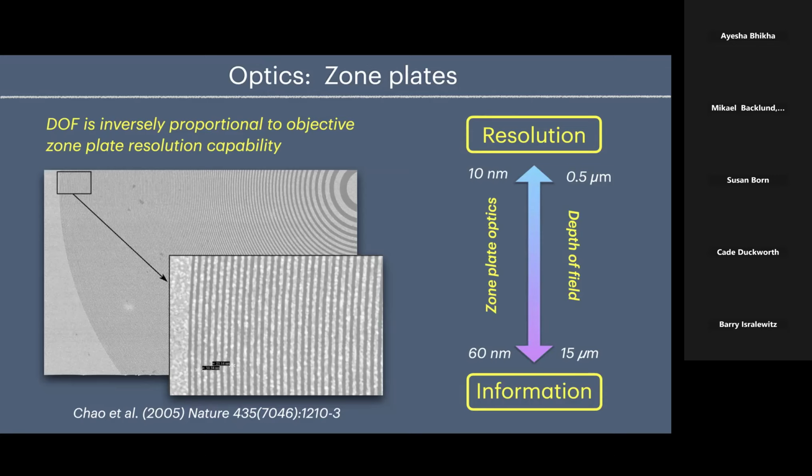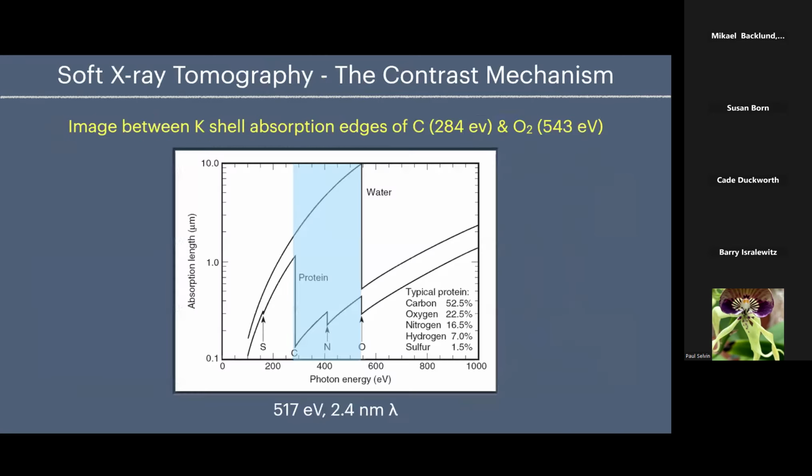The optics are what's limiting our resolution. Our wavelength is 2.4 nanometers. So why can't we get to 2.4 nanometers? These optics are so difficult to make. Getting a 10 nanometer resolution optic is only done.